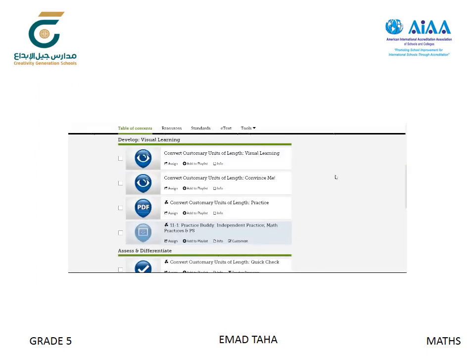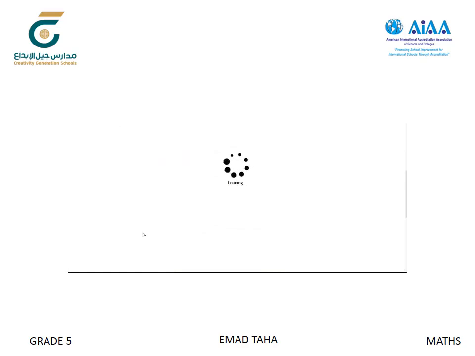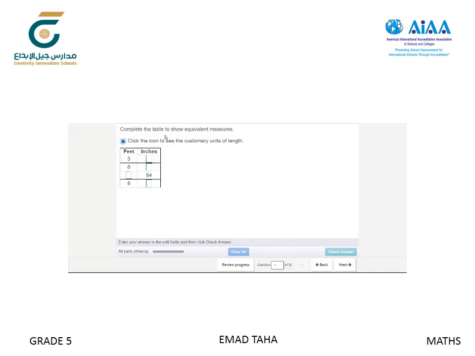Okay, now open the website of Pearson. Yes, lesson 11, topic 11, lesson 1, and open the practice button. Okay, now start the first question. Complete the table to show equivalent measures, feet and inches. We solved a problem like this in the practical part.